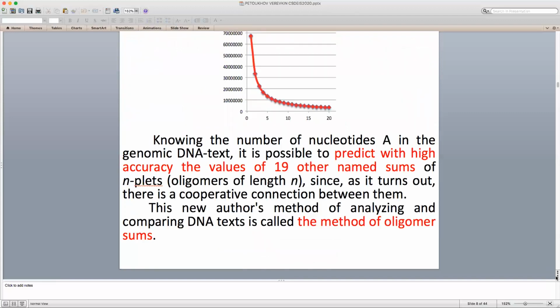Knowing the number of nucleotides A in the genomic DNA text, it is possible to predict with high accuracy the values of 19 other named sums of n-plets or oligomers of length n, since, as it turns out, there is a cooperative connection between them. This new author's method of analyzing and comparing DNA texts is called the method of oligomer sums.